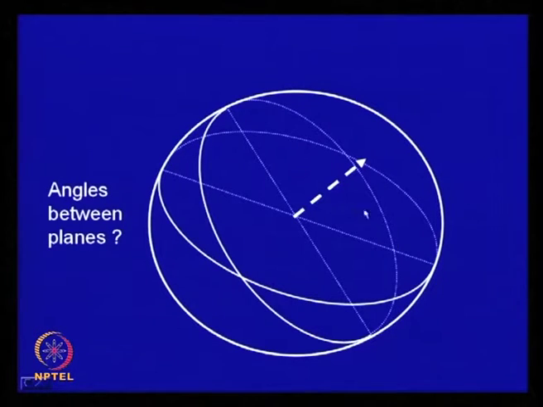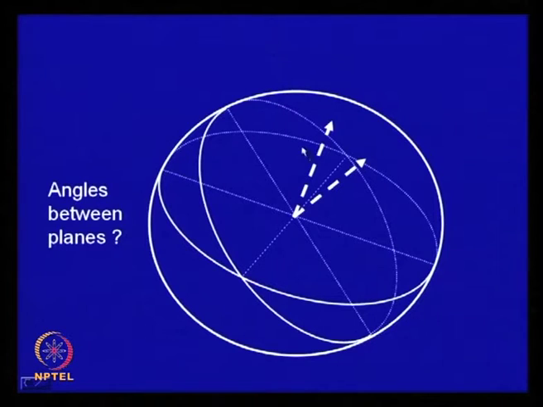Draw another plane, this is the other plane. Draw the perpendicular to this plane passing through the origin. So, this is the other plane, and these two planes intersect along this line, which is shown here.